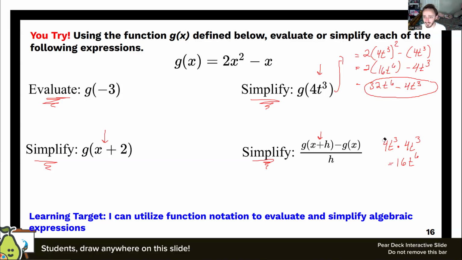Let's maybe tackle this guy in the lower left-hand side. I've got g of x plus 2. So here, instead of 4t to the third, where I have a whole different variable, I'm doing x still, but I'm doing x plus 2. So what I'm going to do here is rewrite g of x, but everywhere I saw that original x as a placeholder, I'm going to swap it with x plus 2. And from here, I'm going to need to think about how to simplify this down.